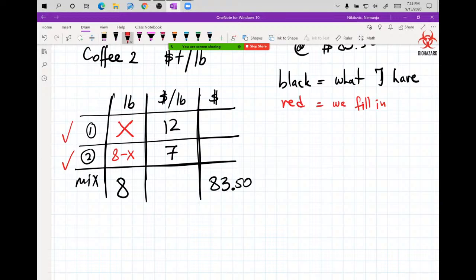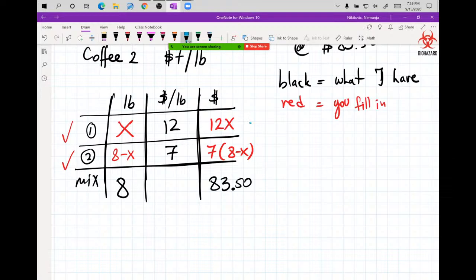Anyway, more red. So guys, when I multiply the amount of pounds with the price per pound, I get 12x, because for each X pound I pay 12 bucks, and the other one is going to be 7 times 8 minus X. So these are the 4 things that you need to fill in, and I mark them as red. You fill in that. And here is the equation.